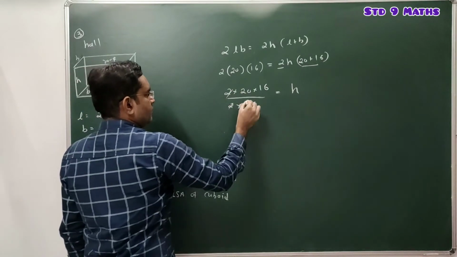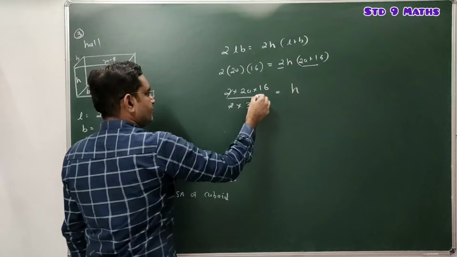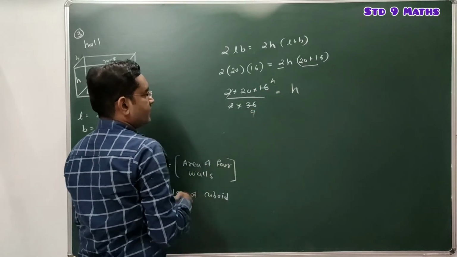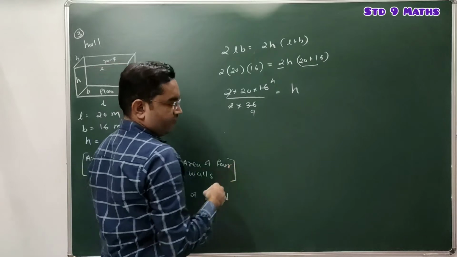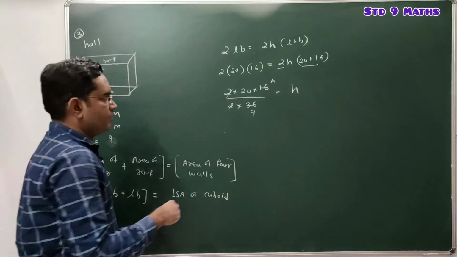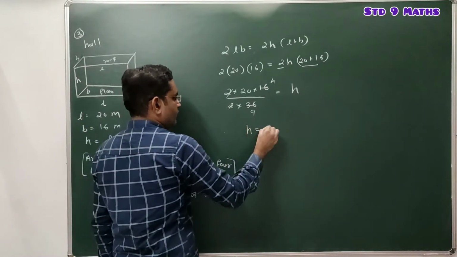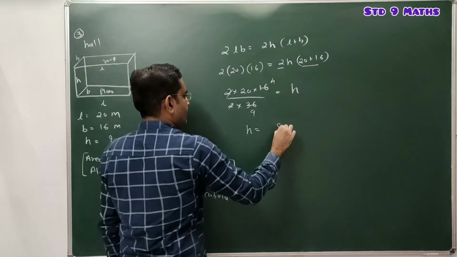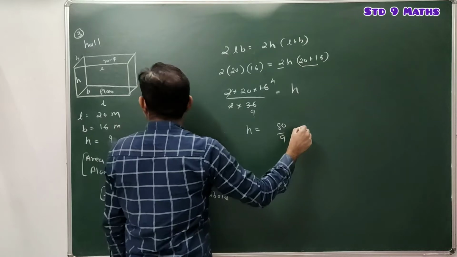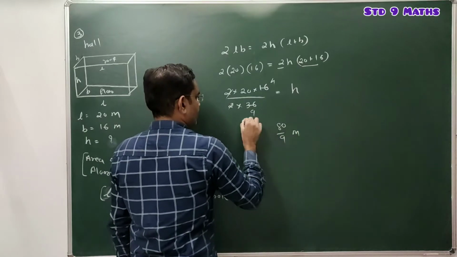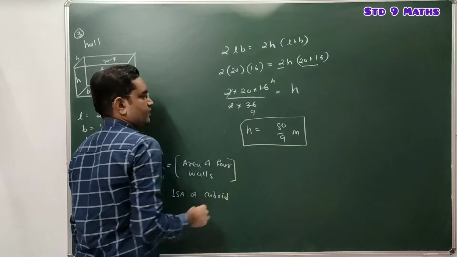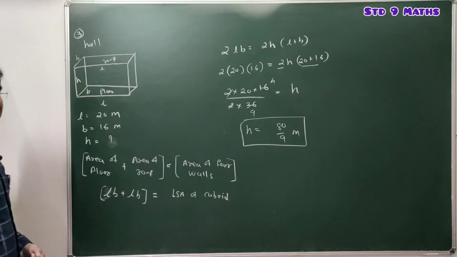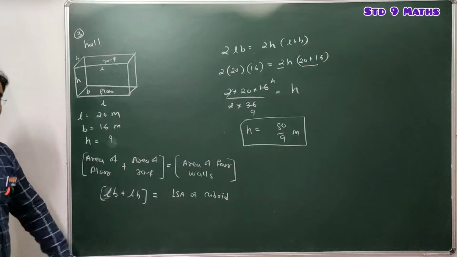So 2 cut, this will be 4 9s are 36, 4 4s are 16. So our H will be in fraction. Very good. Yes, we are getting H in terms of fraction, which is 80. 4 2s are 80 by 9 meter. The height of the hall is 80 by 9 meter. Clear, students? Pause the video and note it down.